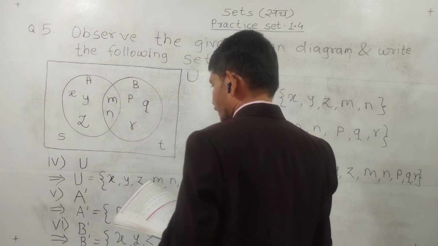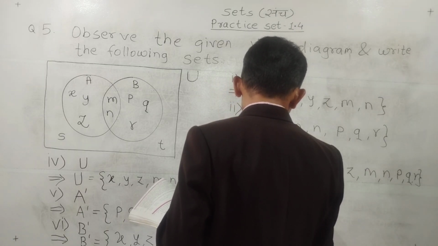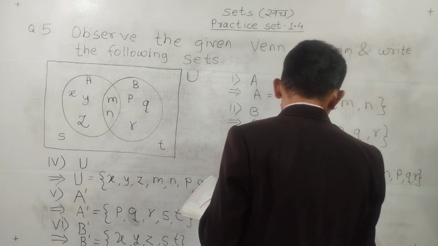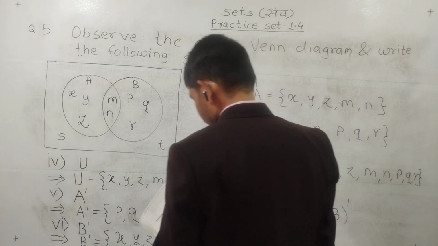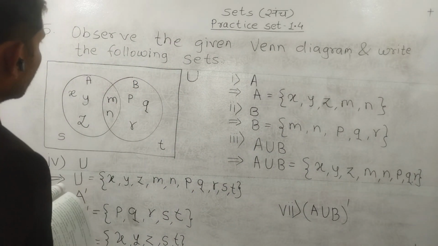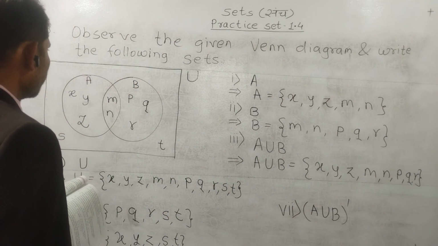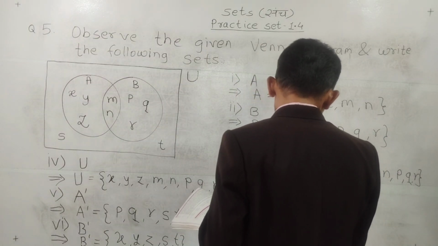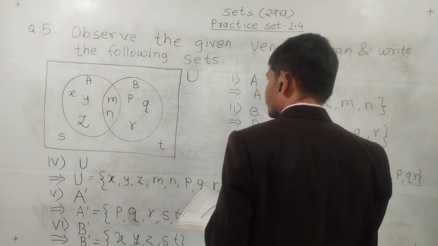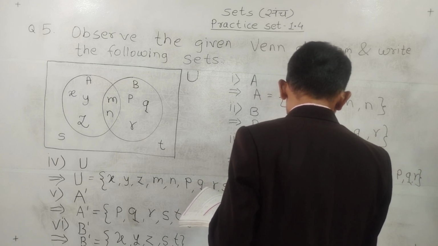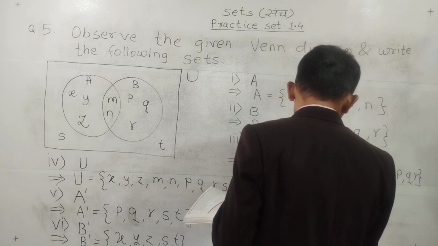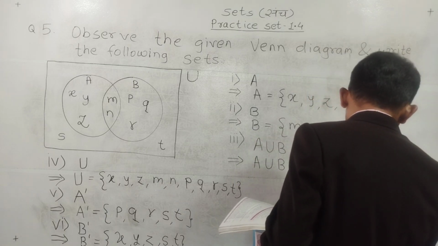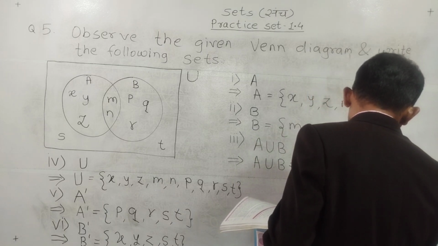Okay, and last example is 7. A union B dash. A union B dash means that we have to write the elements which are not coming in both the sets A and B. So what are the elements? Which elements are not coming inside A as well as in B? So we can write A union B dash is equal to, in curly bracket, s and t.